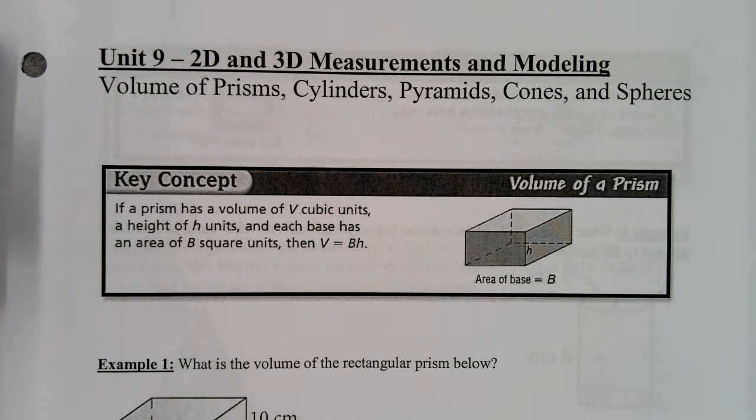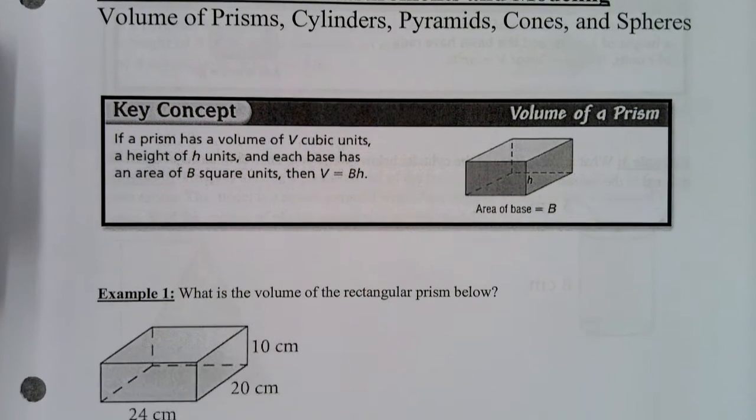If a prism has a volume of V cubic units and a height of H units, and each base has an area of B square units, then volume equals base times height. That's the formula. The bases are the sides that are congruent and parallel. We'll talk about that more later. Again, the formula is volume equals the area of the base times the height.